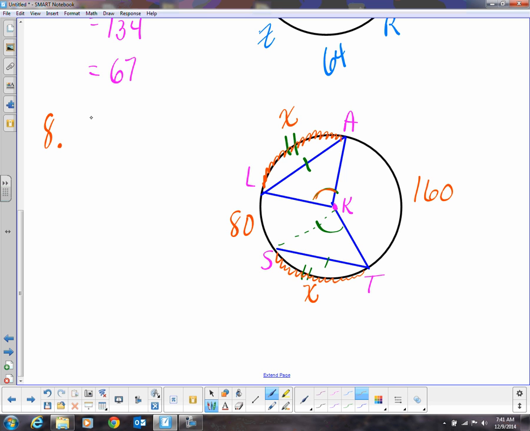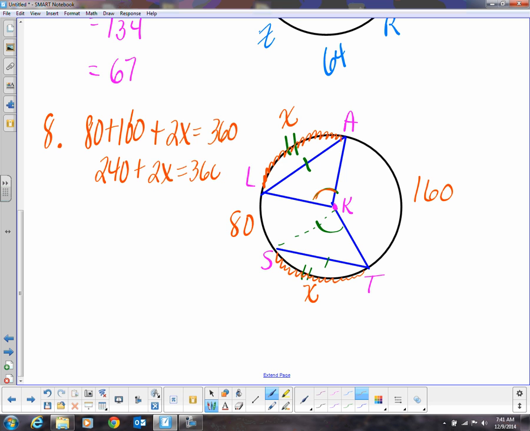What do you know about the degrees in a circle? This was a little bit different, yeah. So we know 80 plus 160 plus 2x is equal to 360. 80 plus 160 is 240 plus 2x equals 360. Now what are we going to do? Subtract 240, I think you get 120, so what is x? 60. So if this is 60, what is its central angle? 60. I like that one. Next.